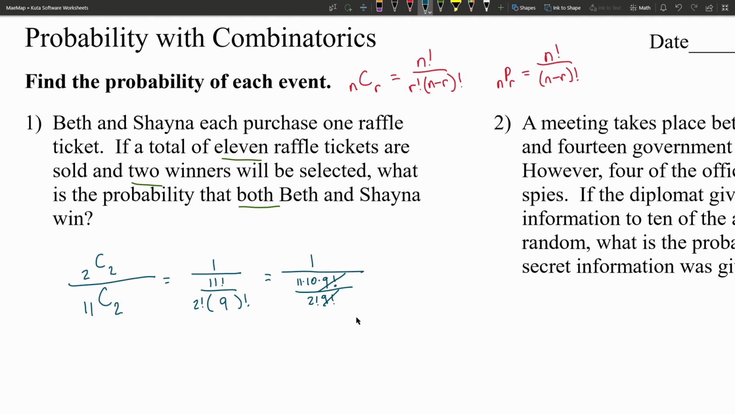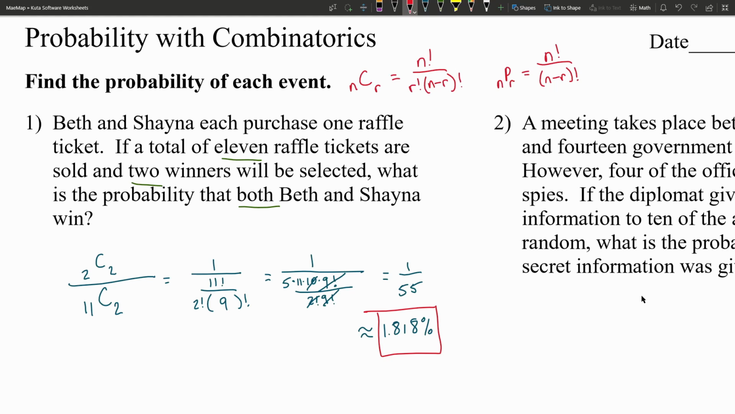2 factorial is just 2 times 1, which is 2. So if we take 10 and divide it by 2, that's a 5. So I have 1 over 55. Then if we convert that fraction into a decimal and then into a percent, our probability is going to be approximately 1.818% for number 1. That's a 1.8% chance of both Beth and Shayna winning the raffle.